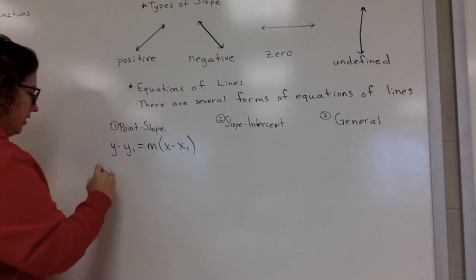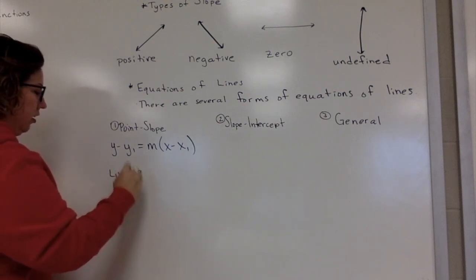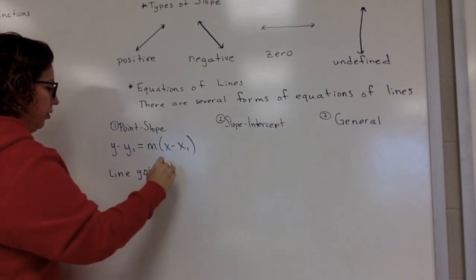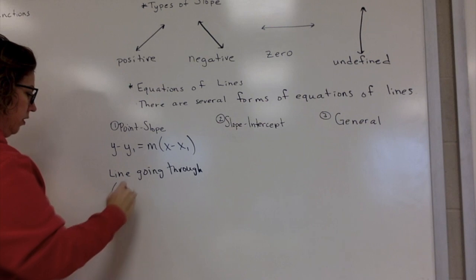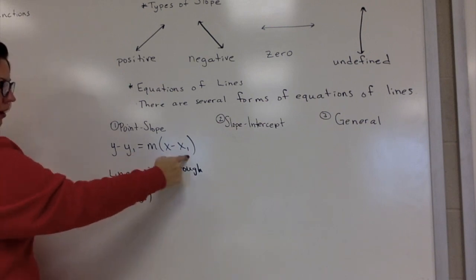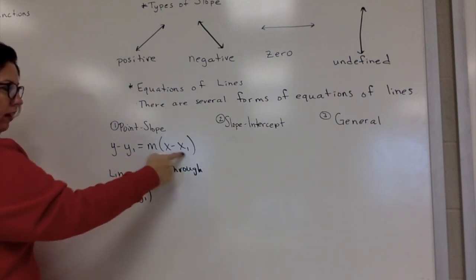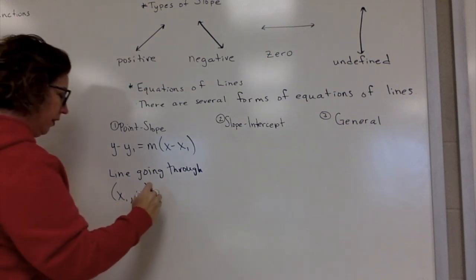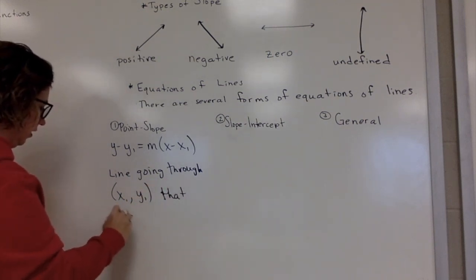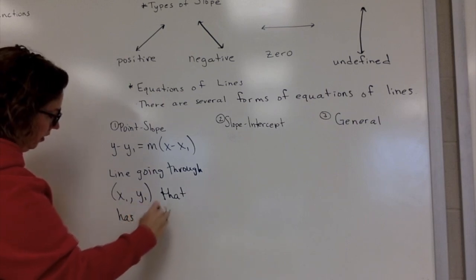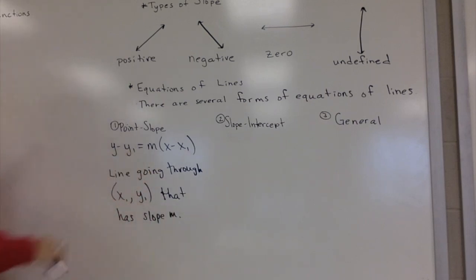So this is the line going through x1, y1. So that x1 and this x1 and y1 would be the ordered pair that we are given. That has slope m. Okay, and again, of course, little m always represents slope.